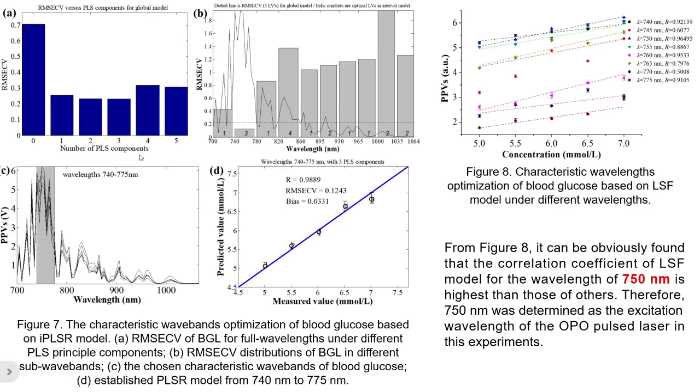From figure 8, A and B, you can find that the optimal wave bands from 740 to 775 are the best. And from figure 8, you can find that the correlation coefficient of the model for the wavelength of 715 nanometer is higher than most of the others. Therefore, 715 nanometer is determined as the excitation wavelength of the OPO pulse laser in these experiments.